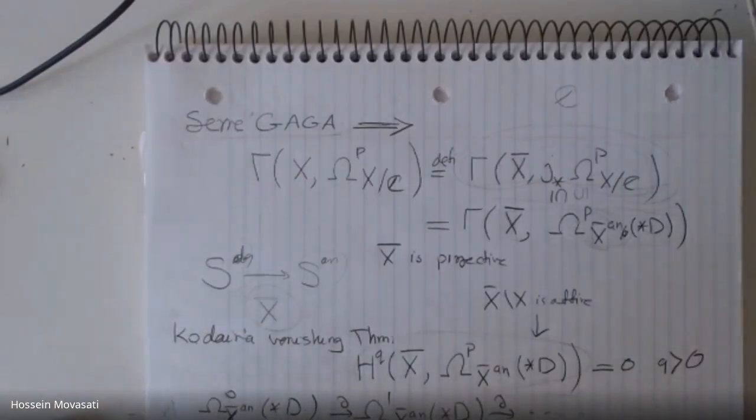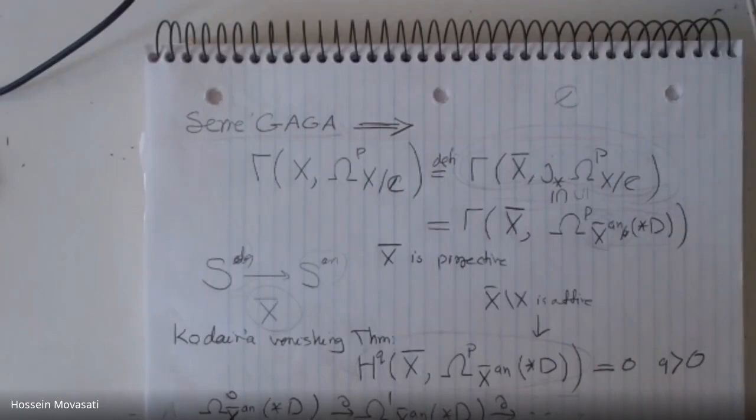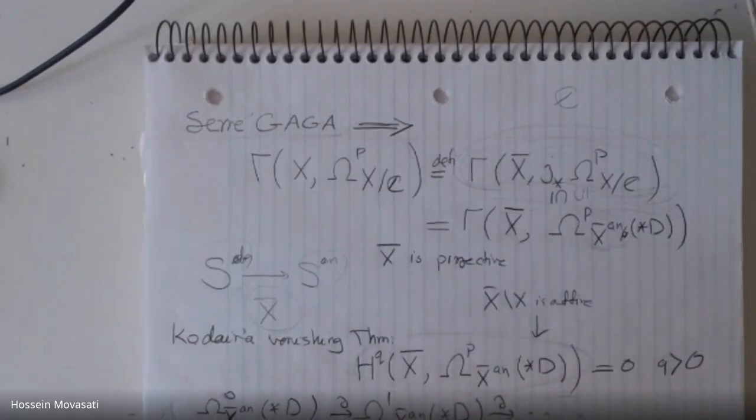complex. This means that if I take hypercohomology of this guy, omega bullet X bar with poles along D, then this is just the global sections. So this means that at the end this is the hypercohomology.